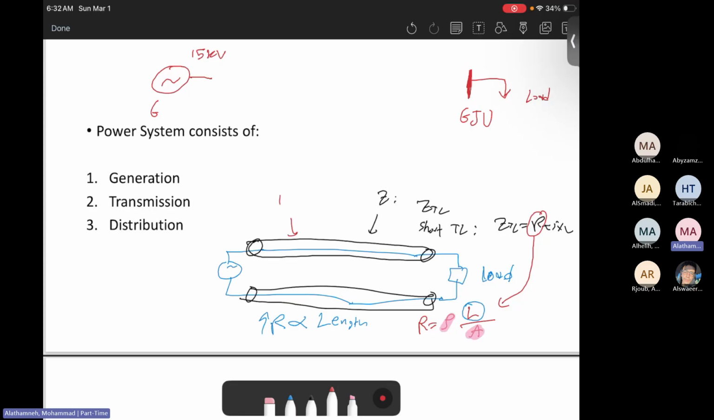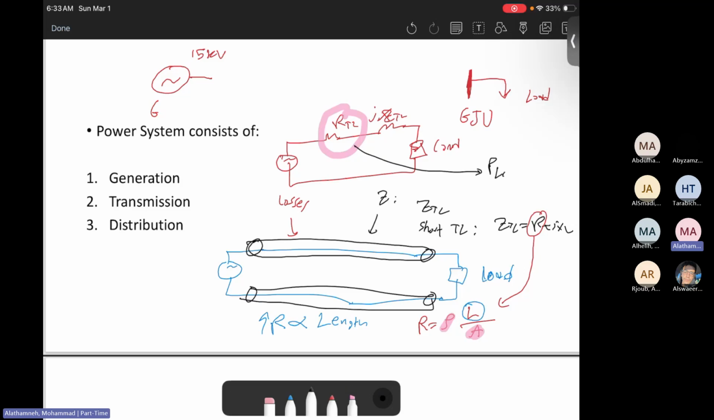Look at the losses here. There will be some losses. So we can denote the system by a voltage source, the resistor of the transmission line, for example assuming the reactance is neglected, or you can include it, whatever it is. Then after that, we have a load. Then the loss in the transmission line, which is basically P loss, is I squared times R.